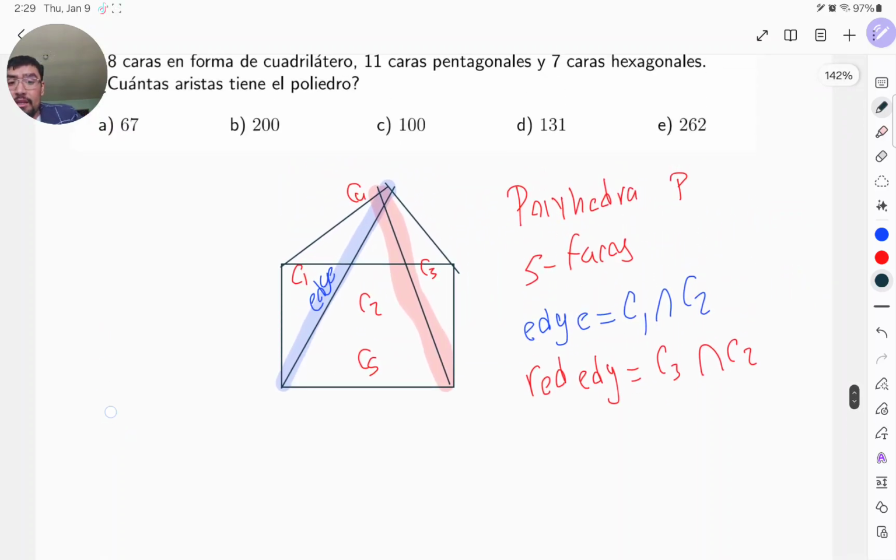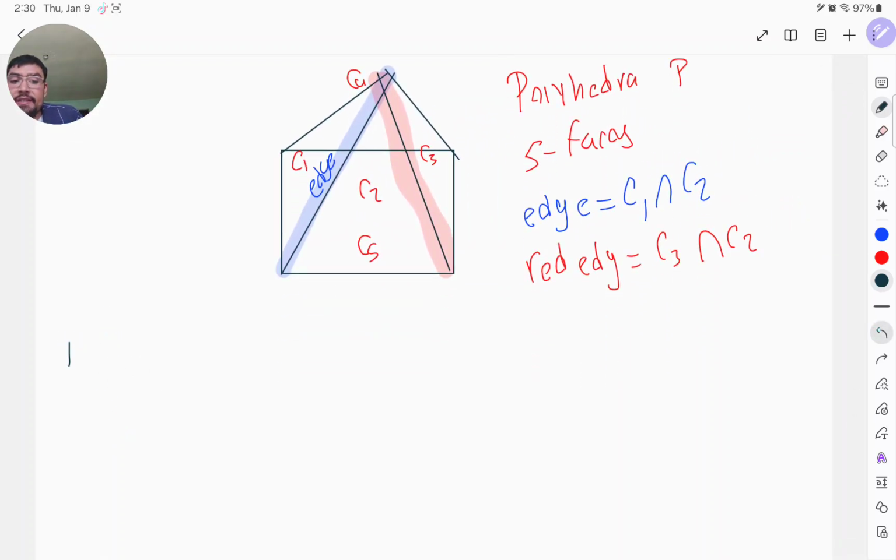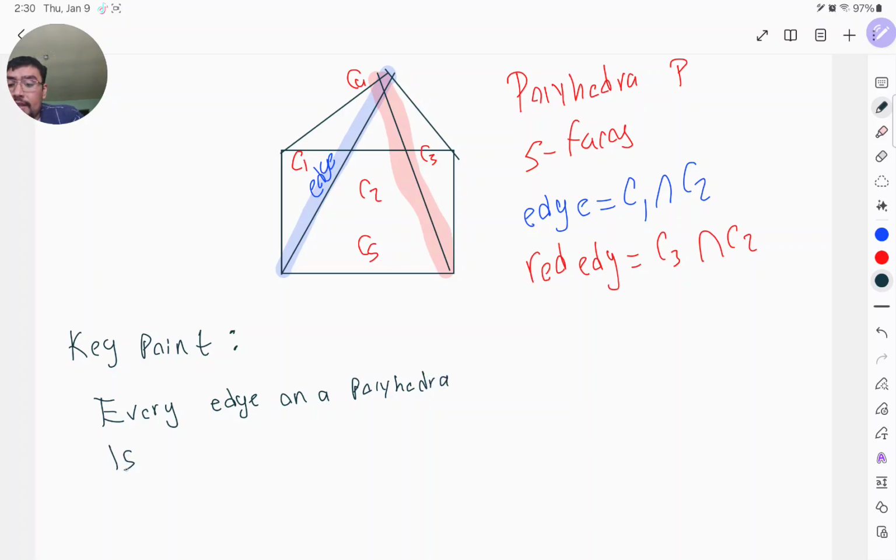So the interesting observation, or the key point, is that every edge on a polyhedron is shared, or is the intersection, of exactly two faces, and that's the key point.